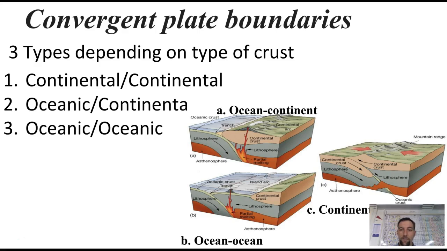So when we look at those diagrams, you can see A is talking about oceanic continental. We can see how that oceanic plate is going to be the one that subducts underneath the continental plate, because that continental plate made of granite rock is going to be more buoyant than the basaltic oceanic plate.